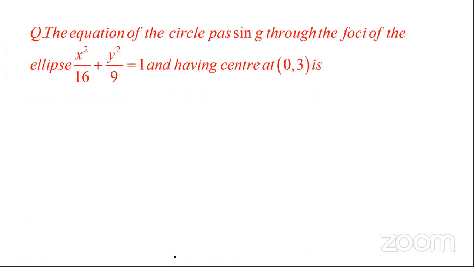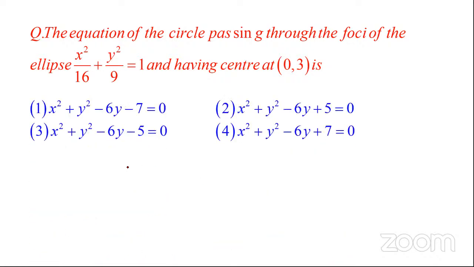Next, the equation of the circle passing through the foci of the ellipse x square by 16 plus y square by 9 equals 1 and having center (0, 3). So here the options are x square plus y square minus 6y minus 7 equals 0, x square plus y square minus 6y plus 5 equals 0, x square plus y square minus 6y minus 5 equals 0, and x square plus y square minus 6y plus 7 equals 0.